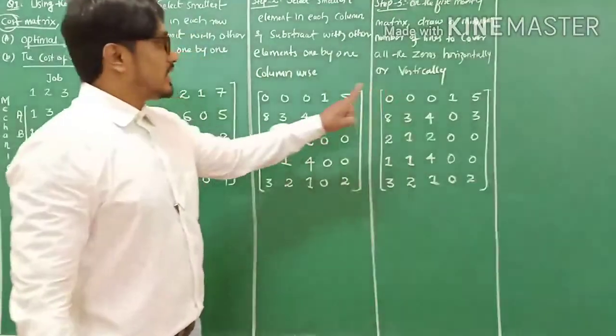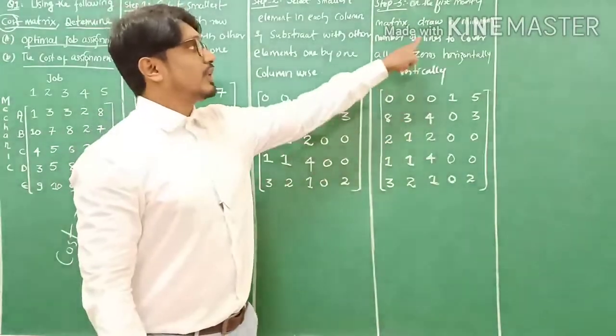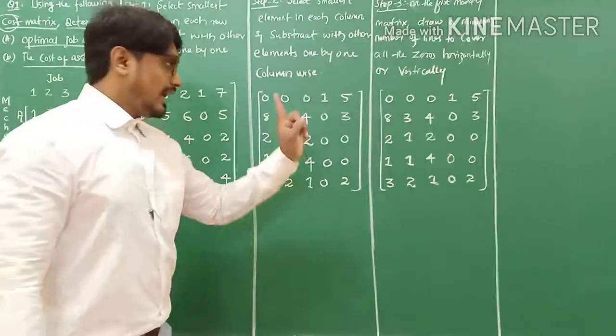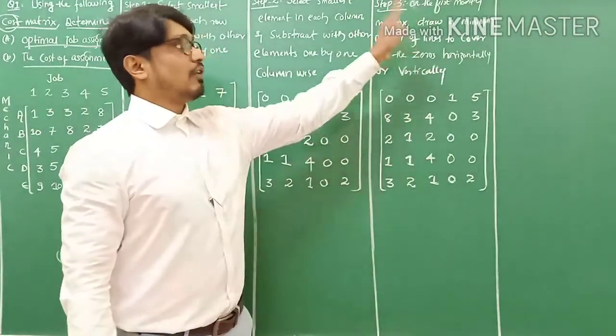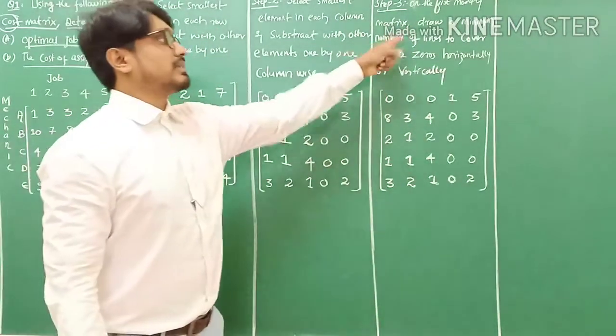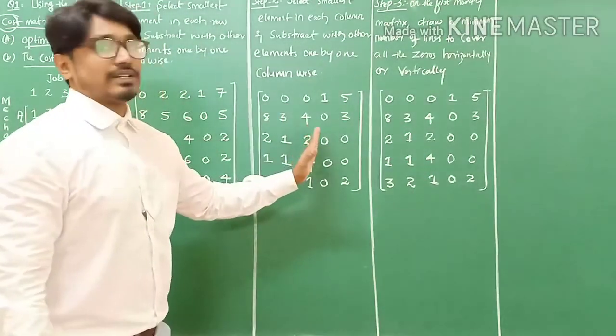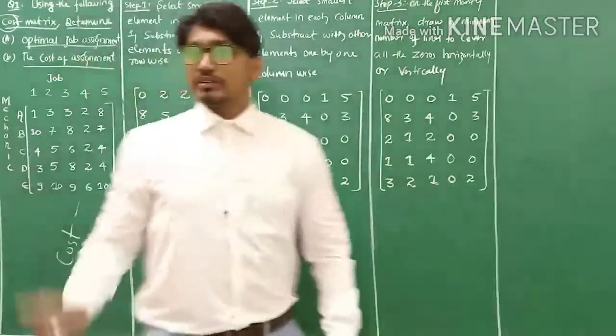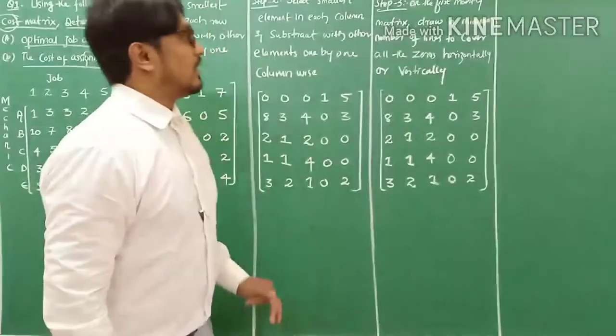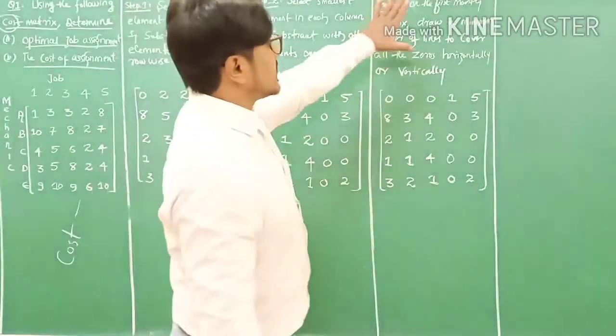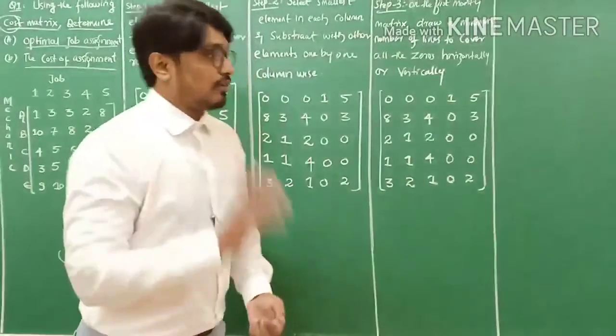So, I copied this, but I am following step number 3. For step number 3, you have to copy the previous matrix. So, this is our previous matrix. Don't take this matrix or that matrix. Fine? Okay. Now, according to this, step number 3 will follow.